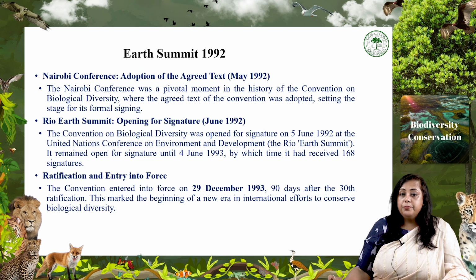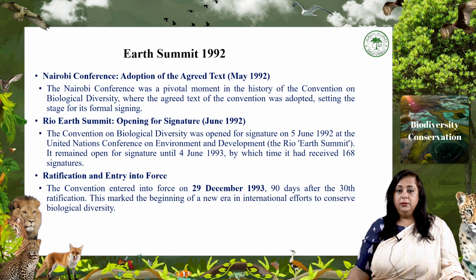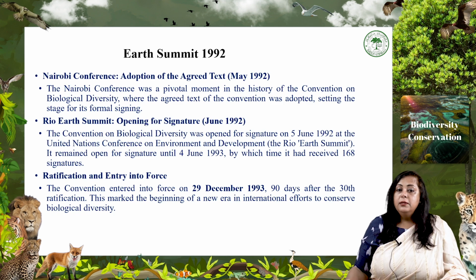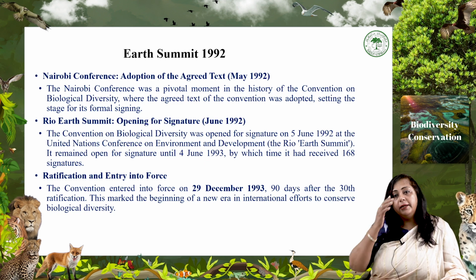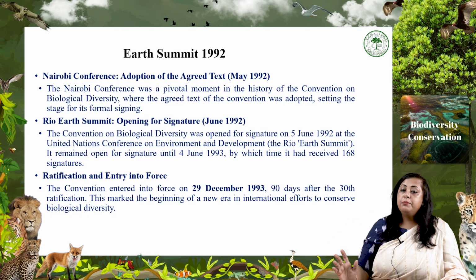The Nairobi Conference was a pivotal moment in the history of the Convention on Biological Diversity, where the agreed text of the convention was adopted, setting the stage for its formal signing. So, by the time of the Earth Summit, the text was prepared and complete. Rio Earth Summit, opening for signature, June 1992. In May 1992 the Nairobi text was produced, and when the text was ready, it was open for signature by the states.